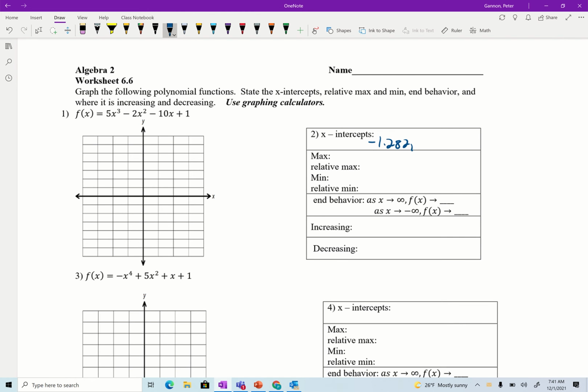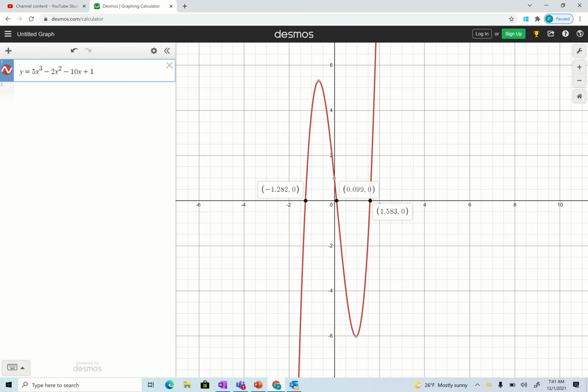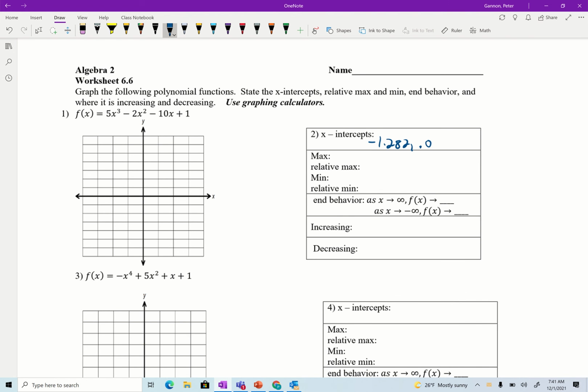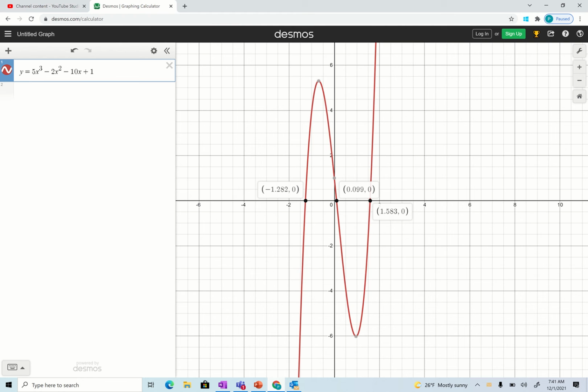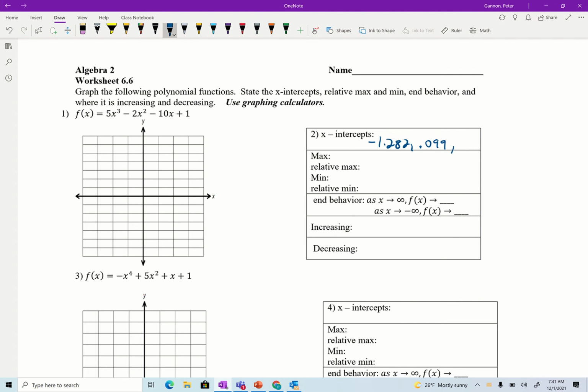We had another x-intercept at 0.099. So 0.099. And we had another x-intercept at 1.583. And notice I just wrote the x values because that's the x value where it's crossing the x-axis.